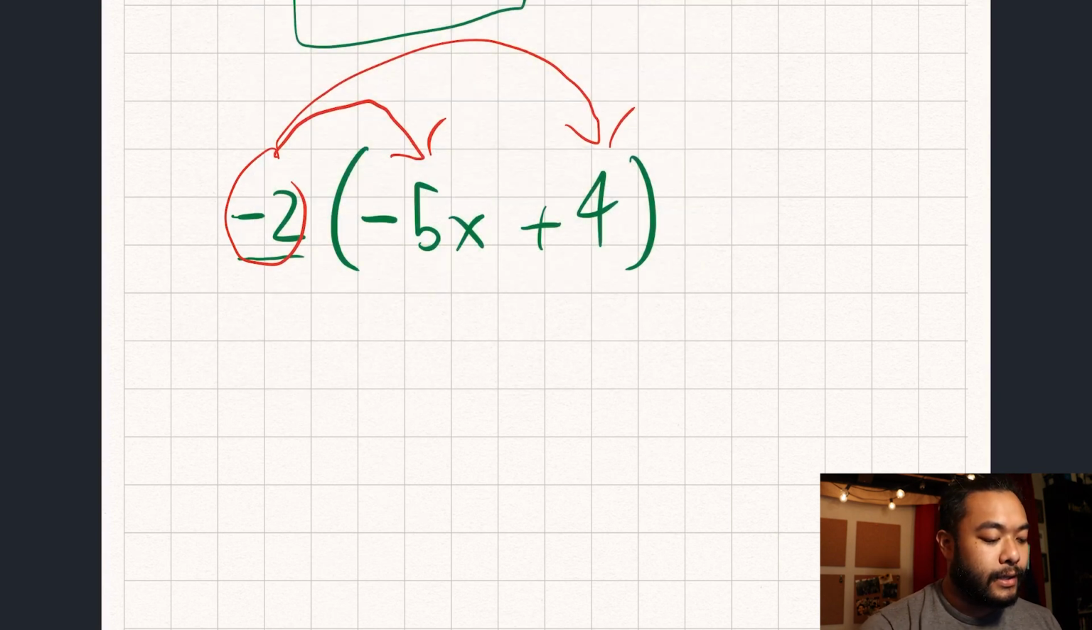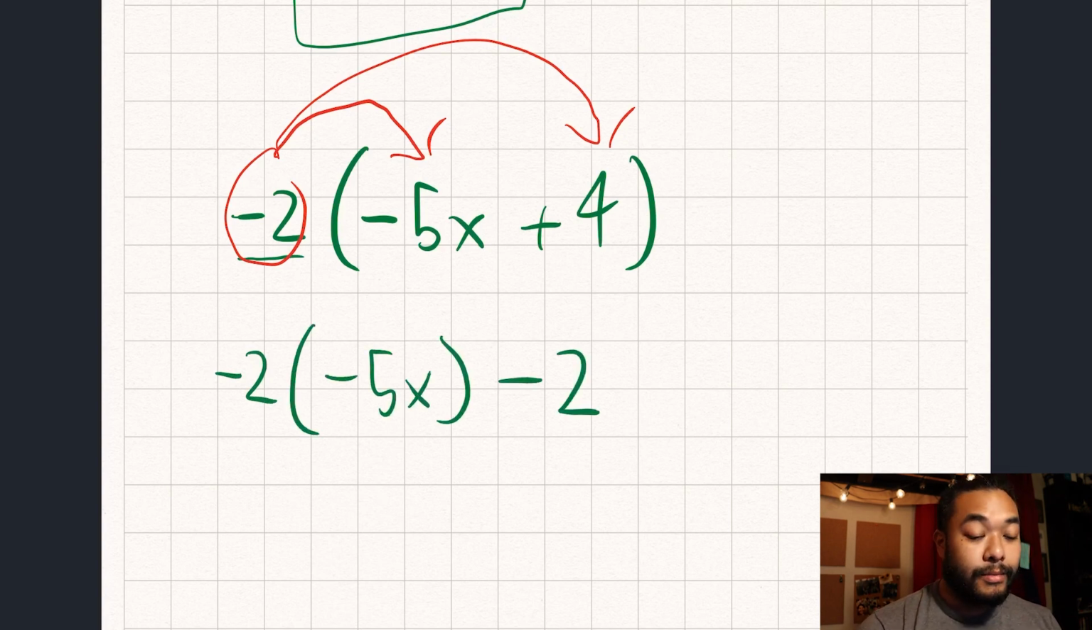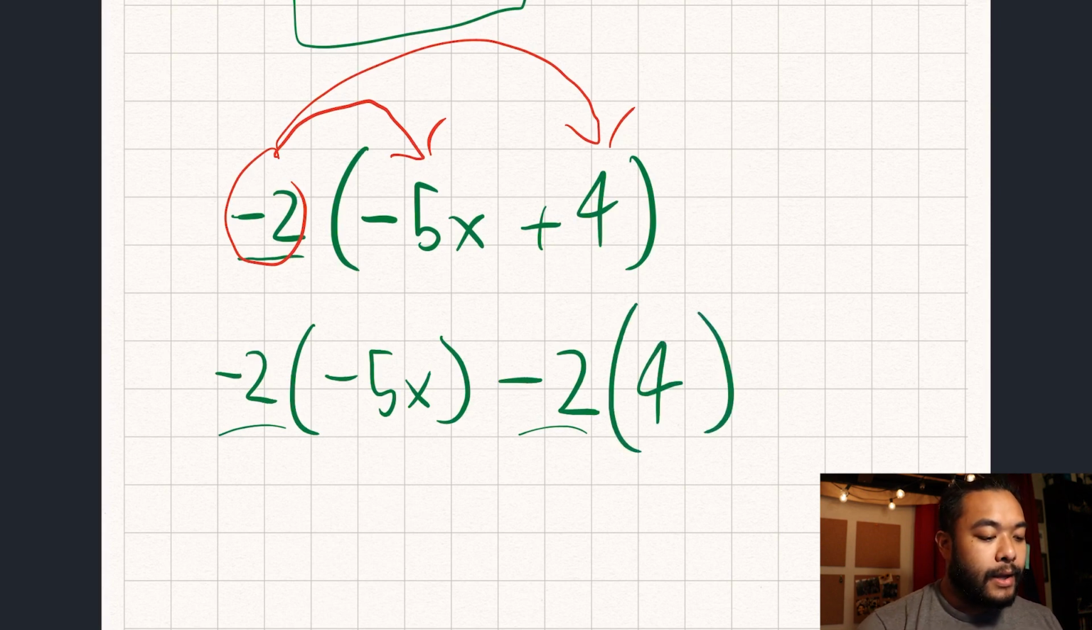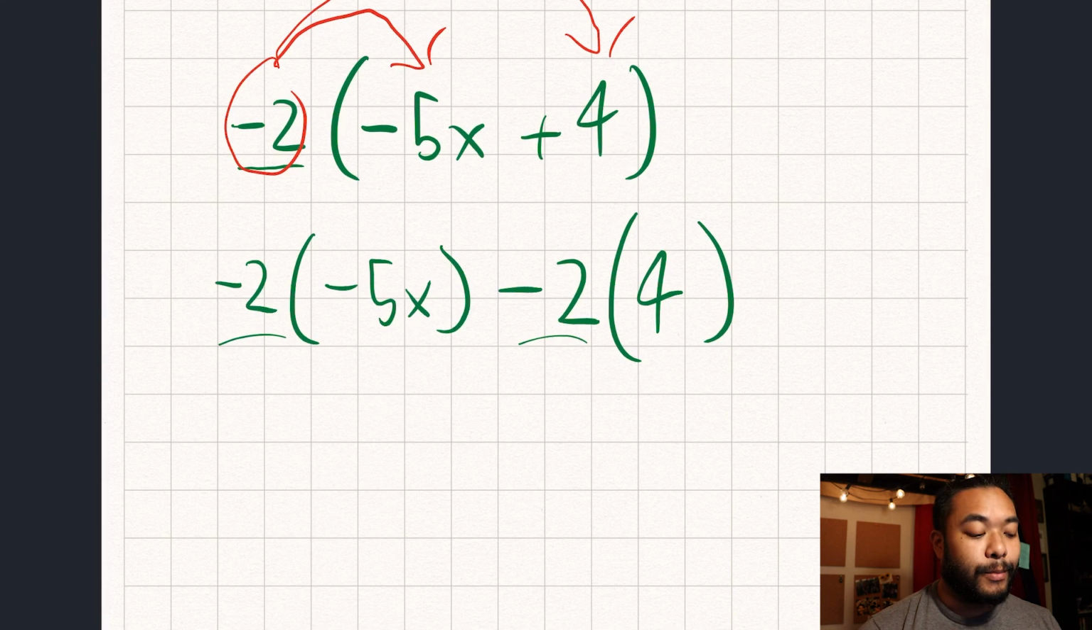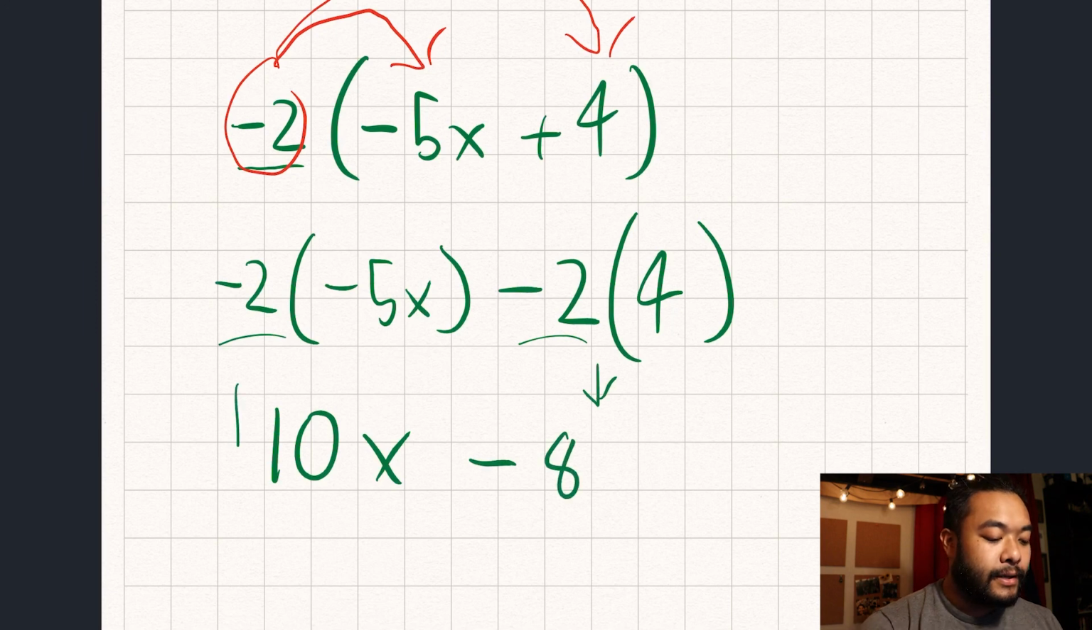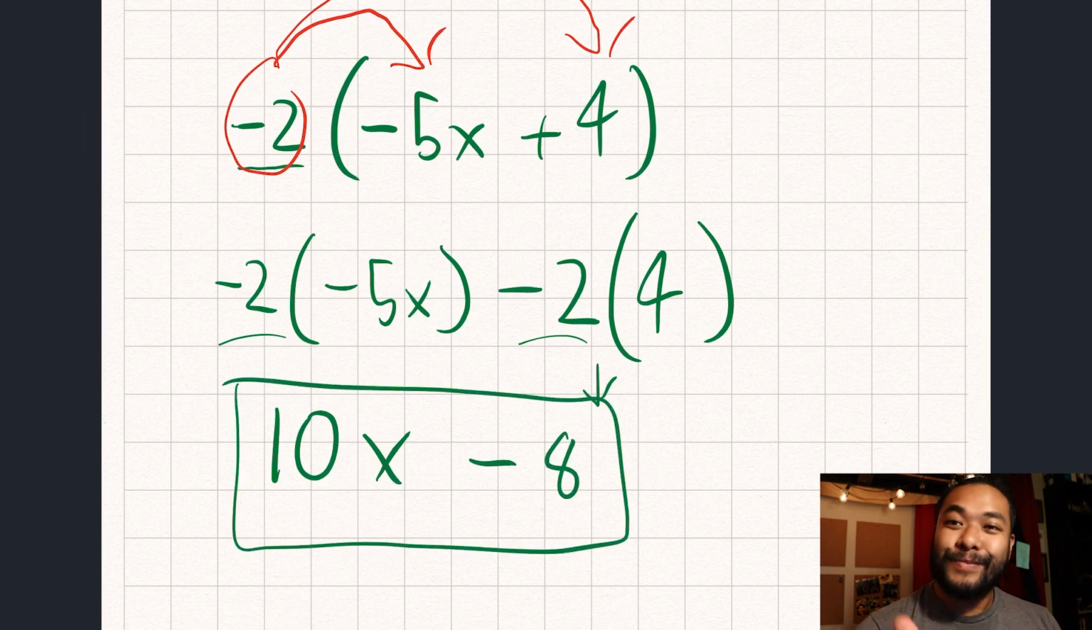So that's going to look like negative 2 times 5x, minus 2, and notice I have the minus 2 in both places. That's very helpful. And minus 2 times positive 4. I distribute. Negative times positive, so negative 2 times 5x will give me a negative 10x. Negative 2 times 4 is going to give me a negative 8. And there is our answer. Distribution.